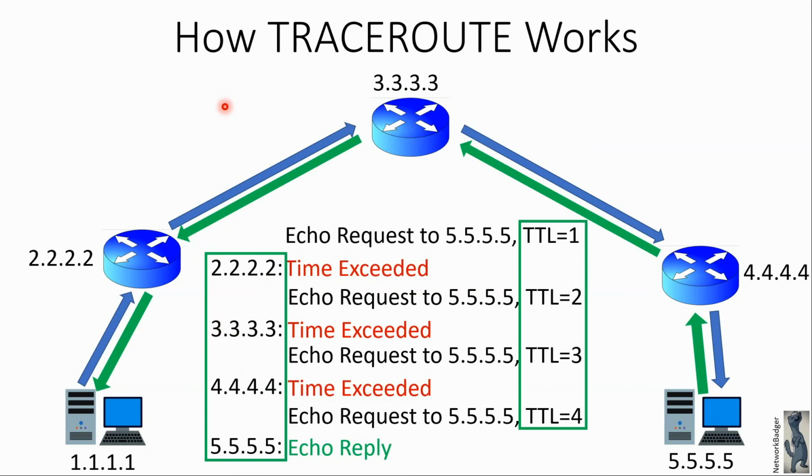So we built our trace by manipulating the 2 message types, echo request and time exceeded. So that's how ping and trace route work in principle. And now let's look at some real pings and trace routes.